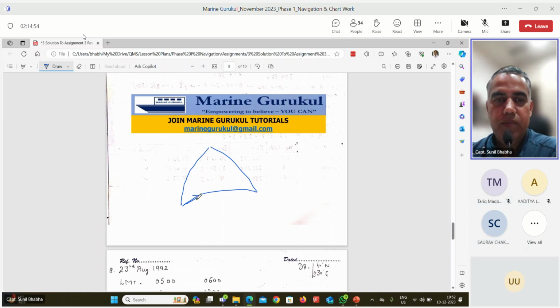ठीक है बेटा. X moving with 13.5 knots and Y moving with 14.5 knots. Okay, all right. Now they told us to find the position where they will meet.